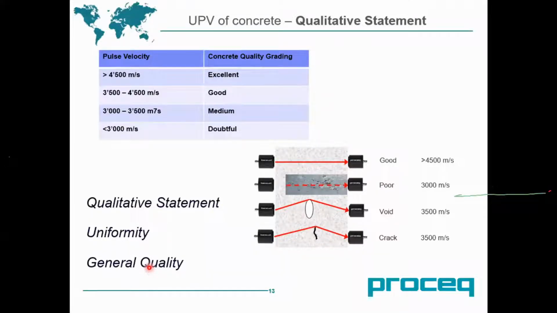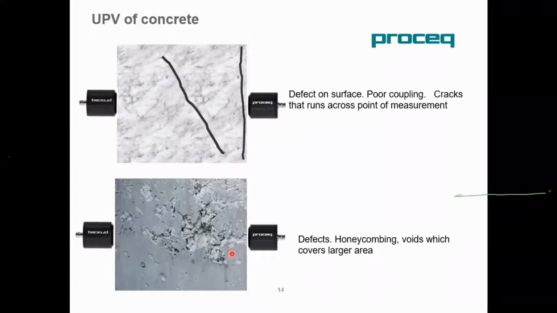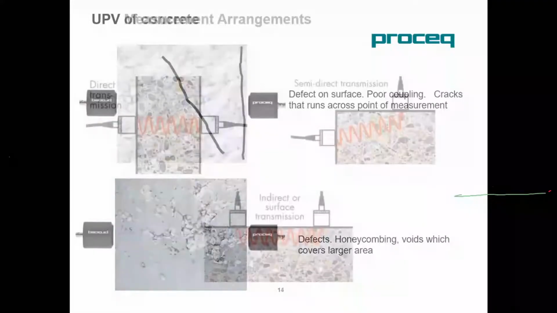So are we saying that UPV is not useful at all for detecting defects in concrete? Well, it can be, provided the defects are large enough to cover the whole area of testing, so that a significant drop in pulse velocity can be measured.